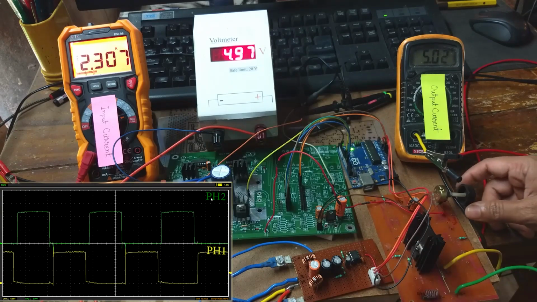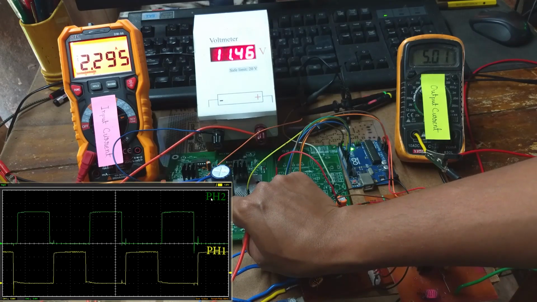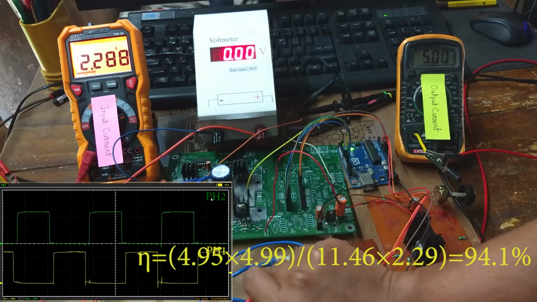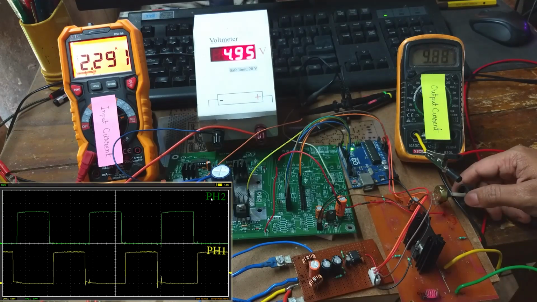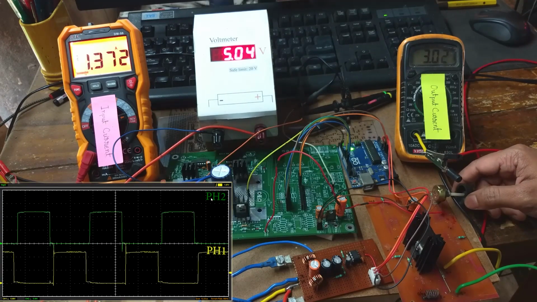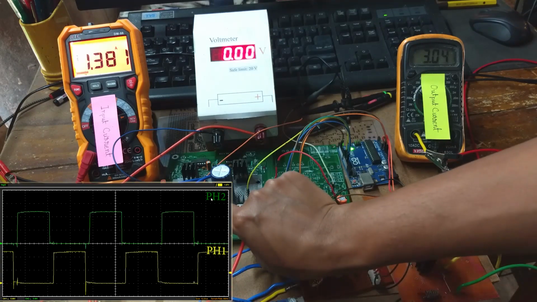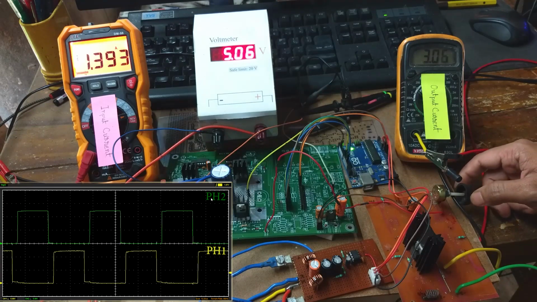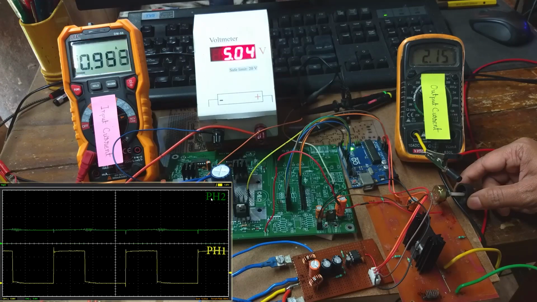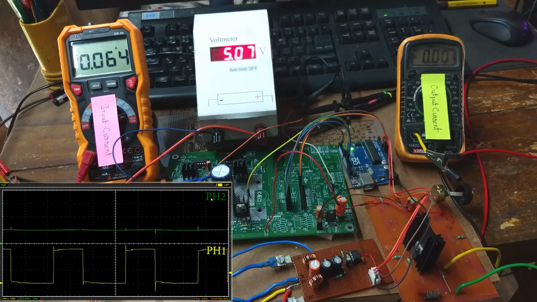Five ampere output current. Input voltage 11.46 volt. Efficiency is 94%. Pretty impressive, isn't it? Decreasing current. 3 ampere. Almost 92% efficiency. Phase 2 turned off. 64 milliampere is the quiescent current without any load current.